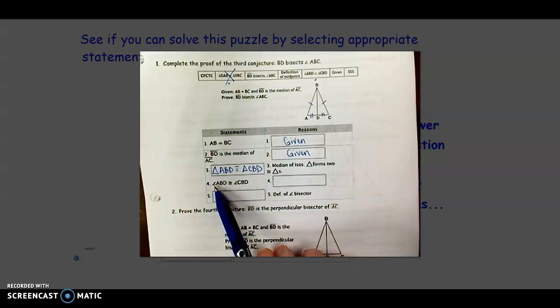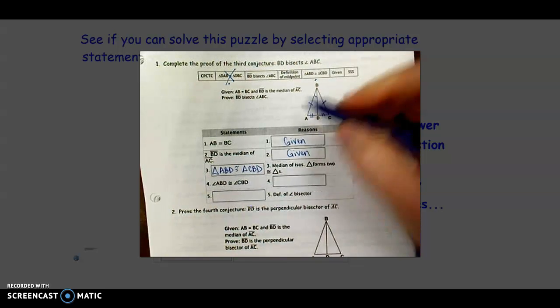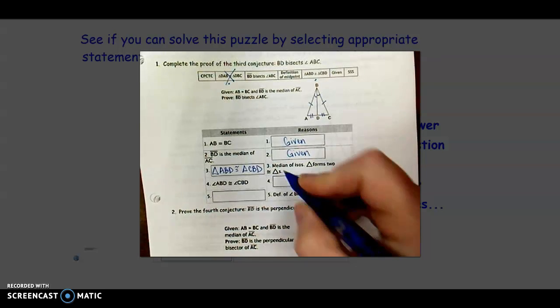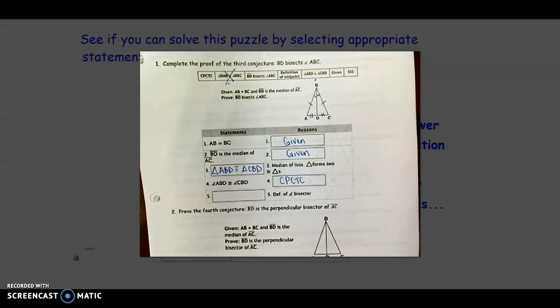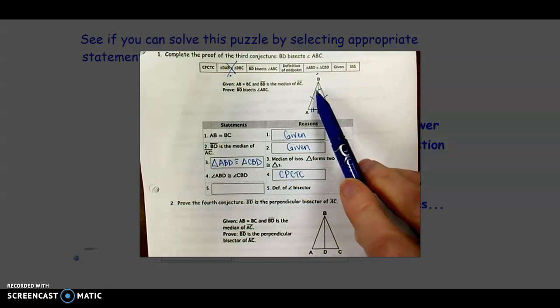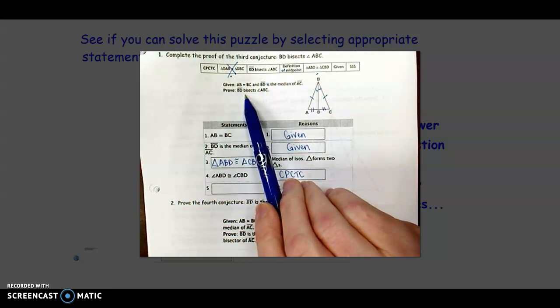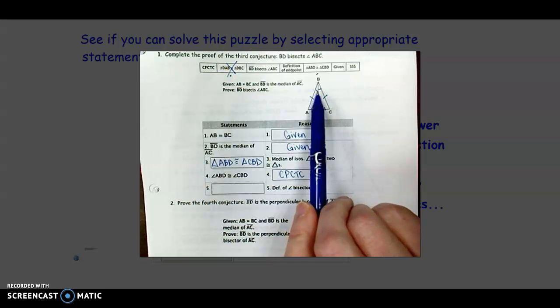So now I know angle ABD, which is this angle up here, is congruent to angle CBD, which is this angle up here. And that is by, again, CPCTC. The corresponding parts of congruent triangles are congruent. At this time, I need all the English teachers. So if I know these 2 parts are congruent, we have proven what we were supposed to be proving. That's what an angle bisector does. It creates 2 angles that are equal in measure.